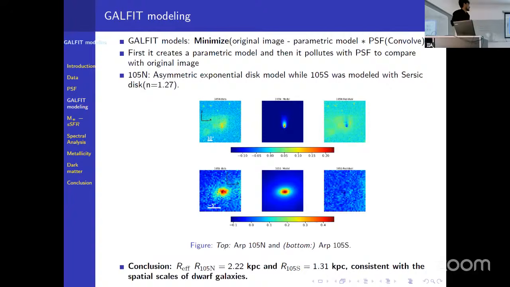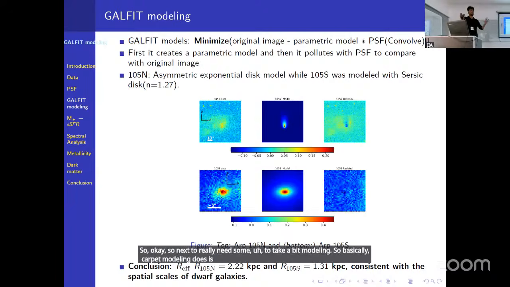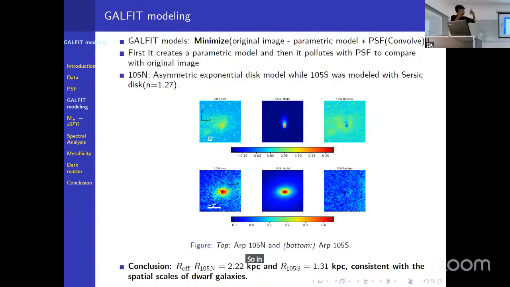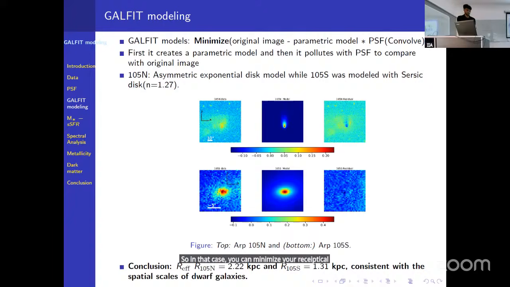So next, we did some 2D galaxy modeling. Basically, galaxy modeling takes your original band image and a parametric model, and then convolves it with the same band PSF. Basically, the PSF smooths the image. In that case, you can minimize your residual to get your best fit.